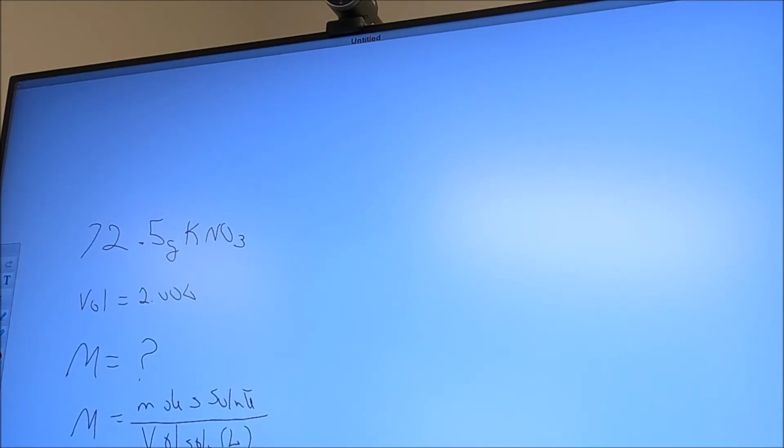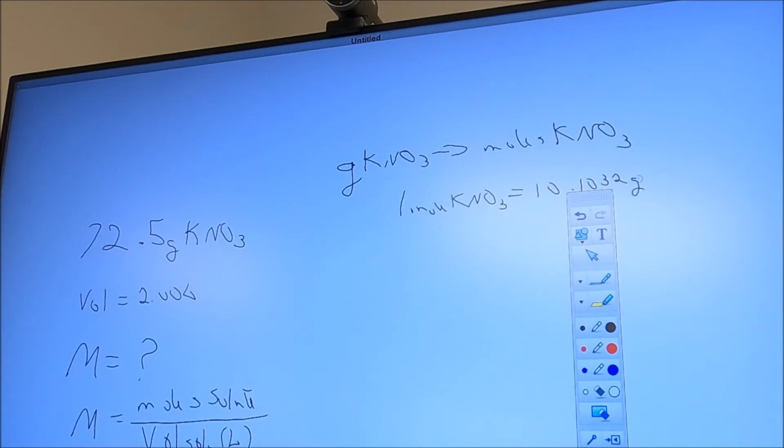So my first step is to take my grams of potassium nitrate to moles of potassium nitrate. The tool we need to do that is molar mass. So 1 potassium, that's 39.098, plus 1 nitrogen, 14.007, plus 3 oxygens, 3 times 15.9994. So 1 mole of KNO3 has a mass of 101.1032 grams.